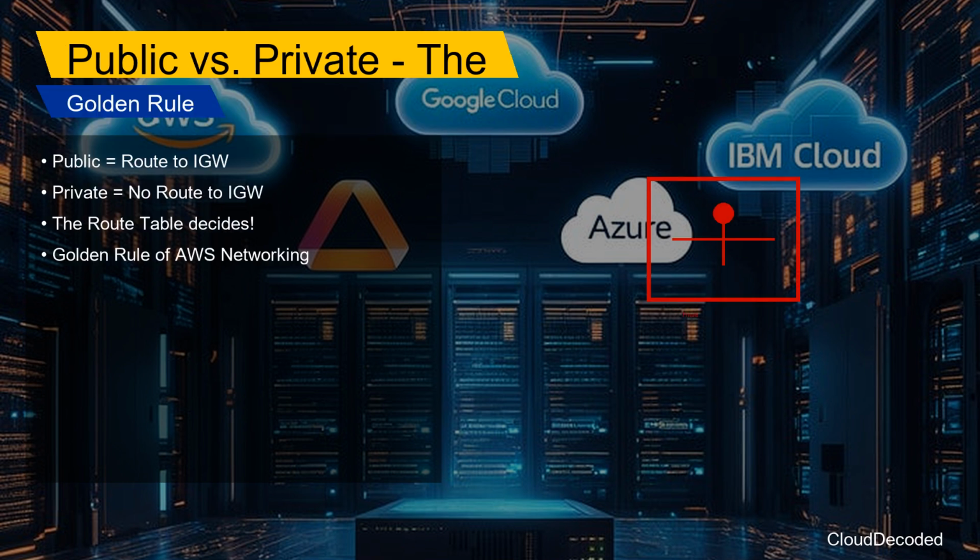So, what makes a subnet public? It is simple. A subnet is public if its associated route table has a route to an internet gateway. That is it. If that route exists, the door is open. If it is missing, the subnet is private. The route table holds the key.